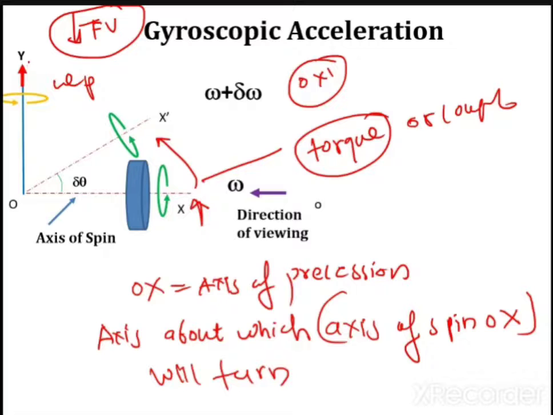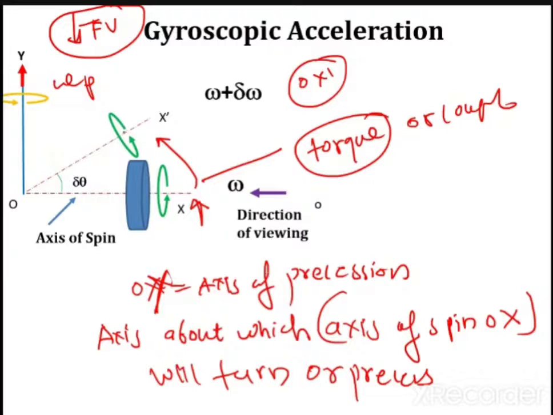Meaning what? The axis about which the axis of spin will turn, or precess. It will precess because it is not completely rotating. It is not completely spinning. It is just precessing. It is just turning. And the axis about which the axis of spin will turn or precess is called the OY, which is nothing but the axis of precession.